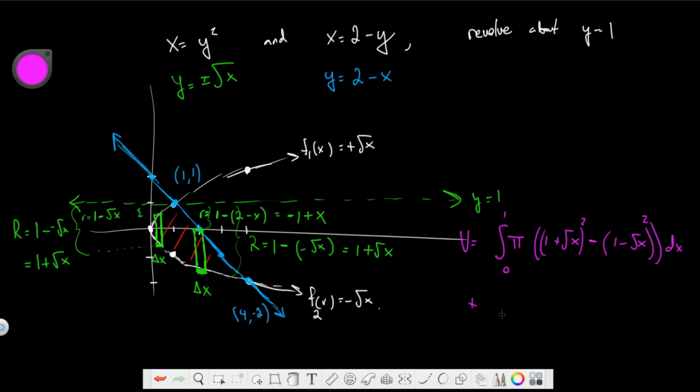We also need to add from 1 to 4. We have 1 plus root x squared minus negative 1 plus x squared dx. Awesome. And then when we evaluate this, we will get the volume of this red region revolved around the line y equals 1. Let's go ahead and do it.